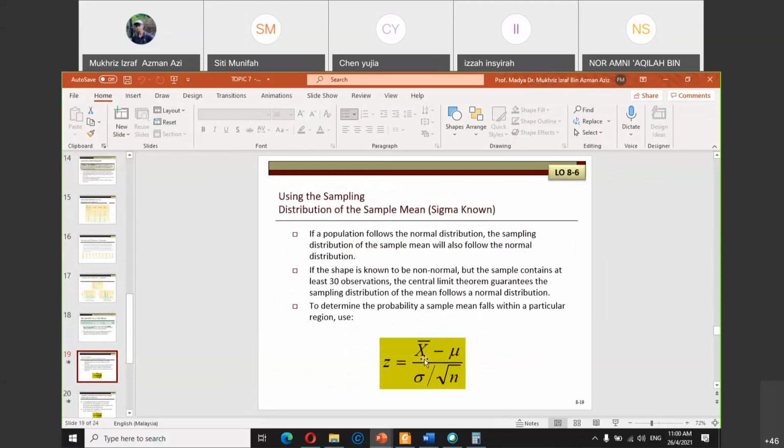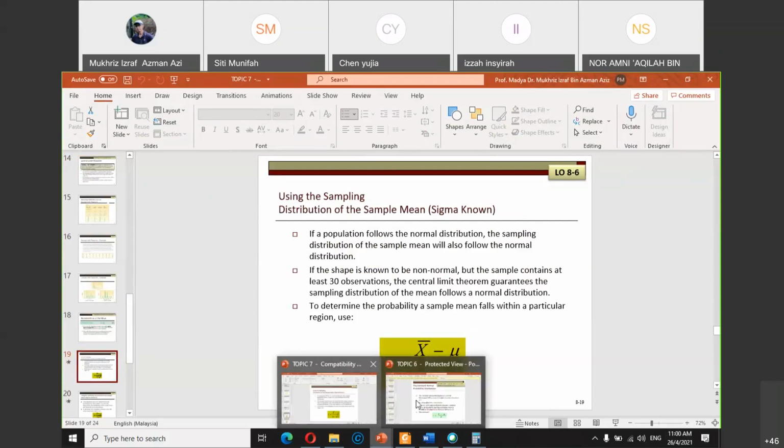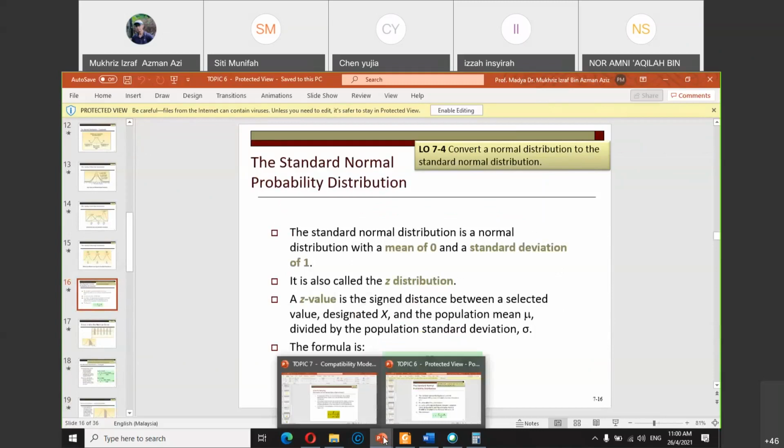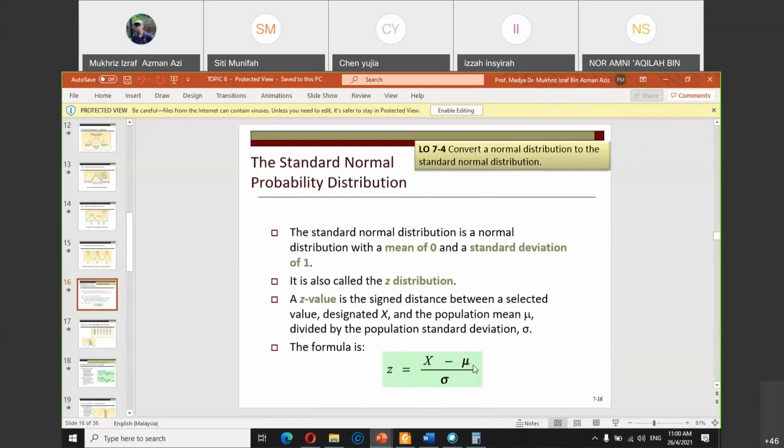So that's why there are two things that change. First, the denominator, and second is your numerator. You can see here, instead of using x, now it becomes x bar, because now we are relying on the sample mean. When you take a sample, you calculate the sample mean, and then from that, you want to convert into Z.